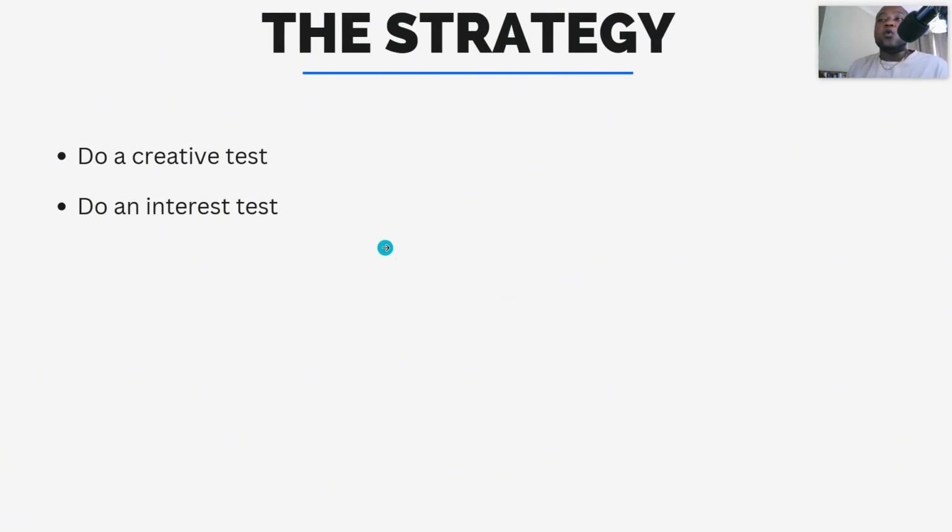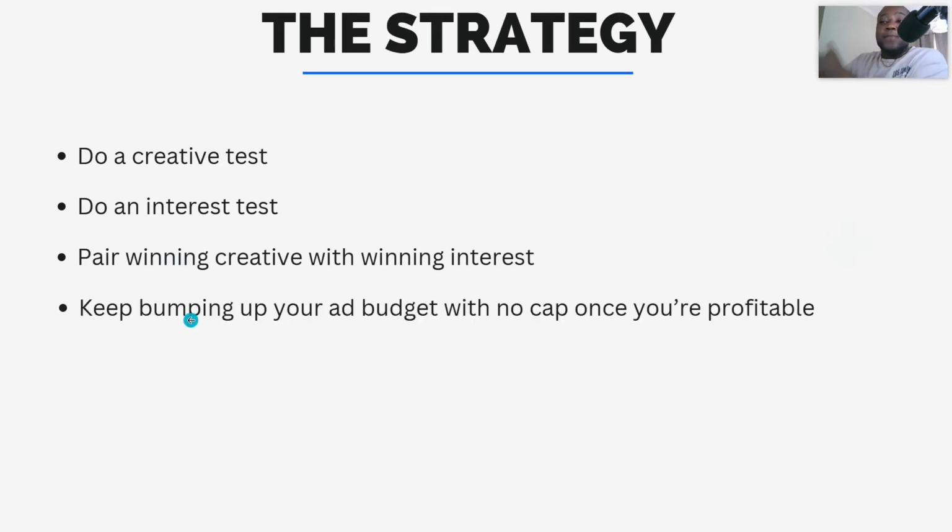Now, once I've found a winning creative and a winning interest, I then pair the winning creative and the winning interest, and then I keep bumping up the ad budget with no cap once I'm profitable. Let me just say that again. We're doing a creative test to find our winning advertisement. We're doing an interest test to find the winning interest, to find out what group of people are interested in our offer. Then we're going to pair the winning advertisement with the winning group of people, and then we're going to bump up the budget to that winning ad set, right?